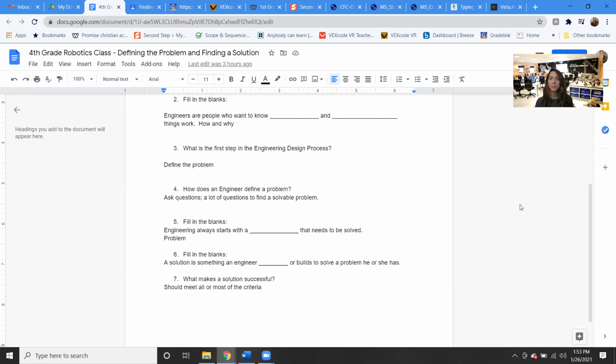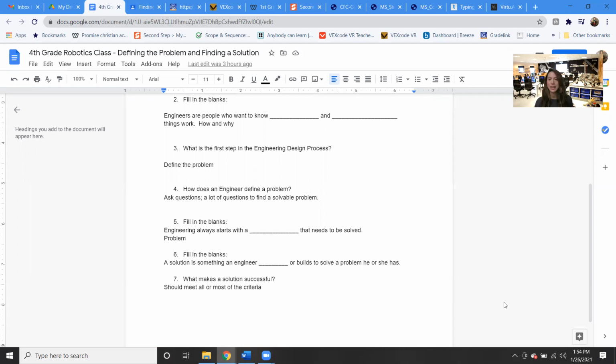And so maybe it's just a passion and a desire that God has placed in you to really just work and design solutions to problems. Okay, so let's keep reviewing. Engineering always starts with a blank that needs to be solved. Easy, it starts with a problem, right? A solution is something an engineer blank or builds to solve a problem he or she has.